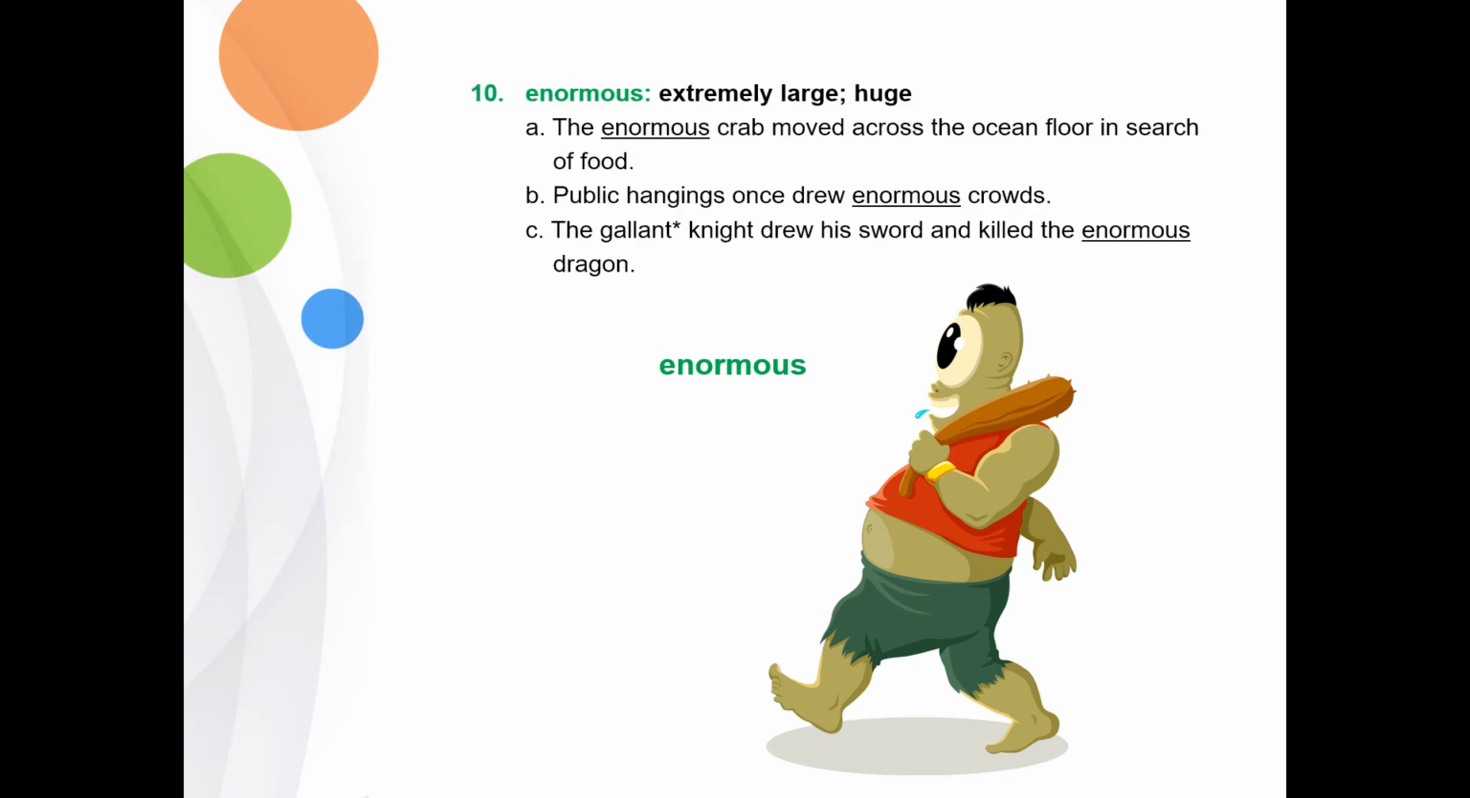Enormous means extremely large or huge. Examples: number 1. The enormous crab moved across the ocean floor in search of food. Number 2. Public hangings once drew enormous crowds. Number 3. The gallant knight drew his sword and killed the enormous dragon.